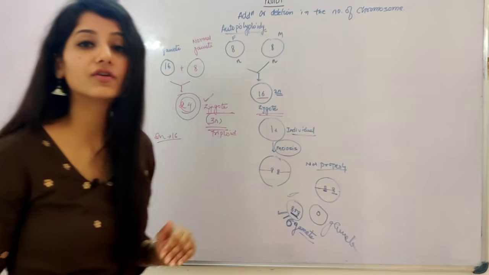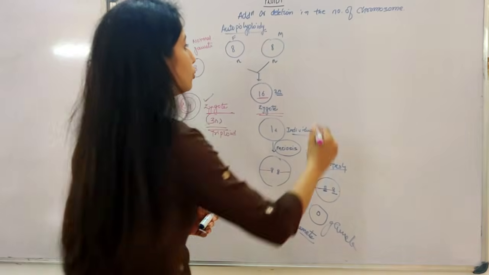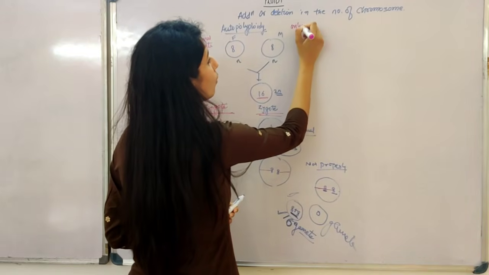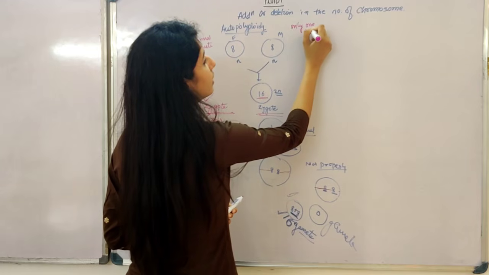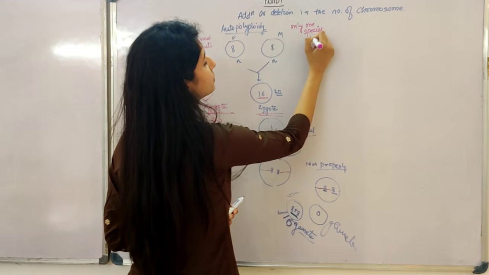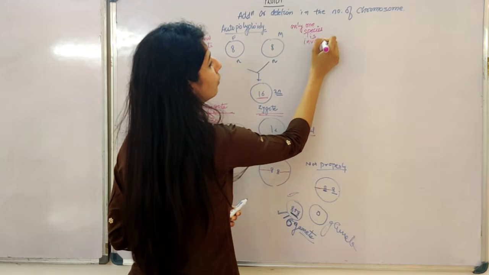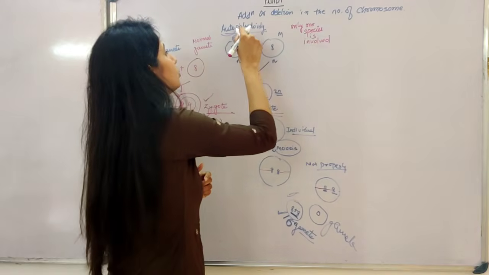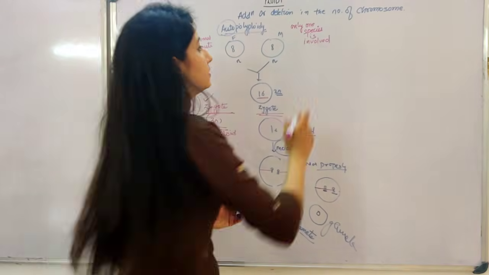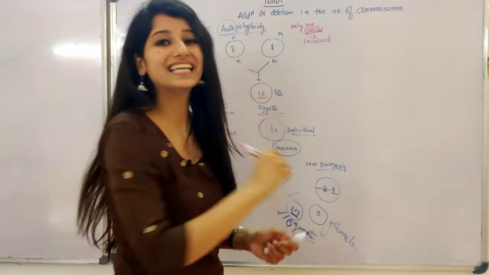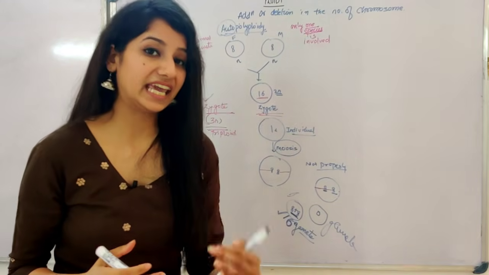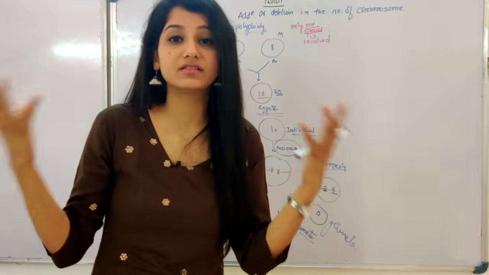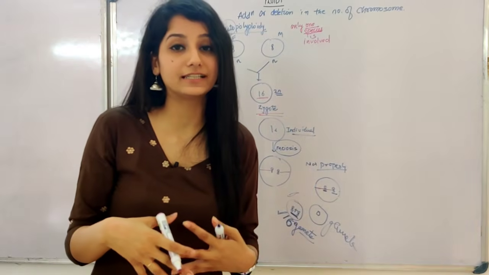So this is the case of autopolyploidy. In autopolyploidy, only one species is involved. That's why it is autopolyploidy, because only one species is involved. So there must be a case in which two different species are involved and polyploidy is occurring.